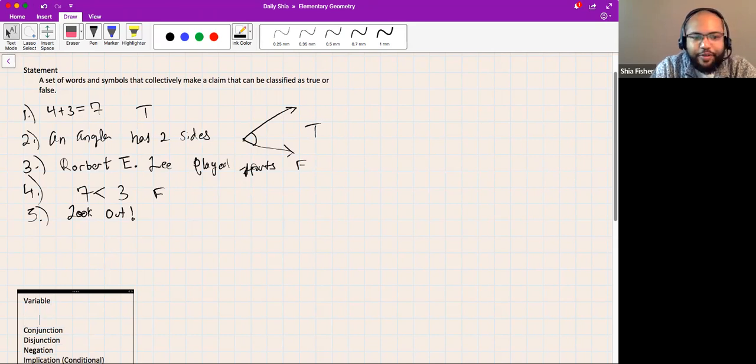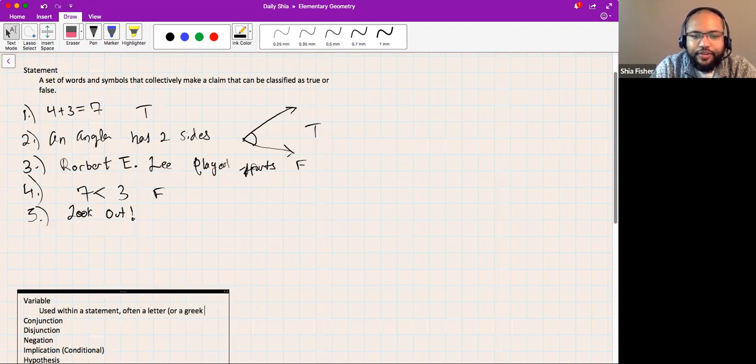And we know a variable is like, let's see. Well, first of all, it's used within a statement often, and often a letter or a Greek letter, I suppose. That should probably be a capital. And it creates sort of an open statement or an open sentence because it could be classified as true or false.